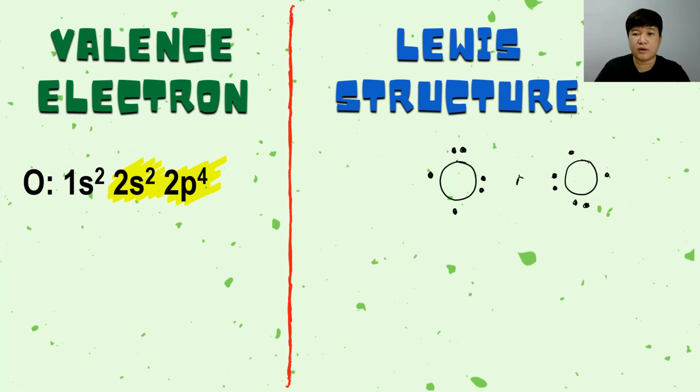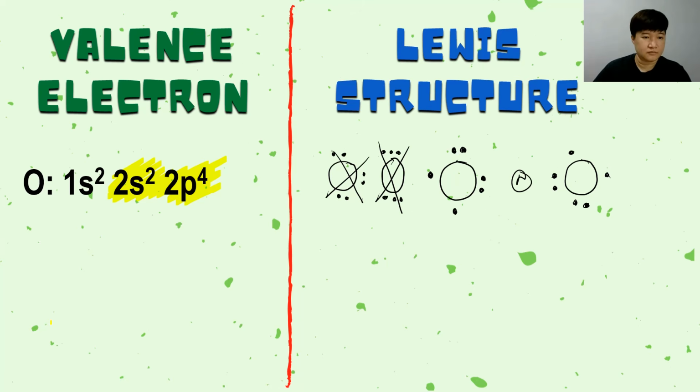Any one will do over here, but it will be wrong if you arrange them like this. If you arrange them like this, then your Lewis structure is wrong. Or if you arrange it like this, then they are also wrong. Your Lewis structure needs to be singly first on the 4 sides, and then you pair up.